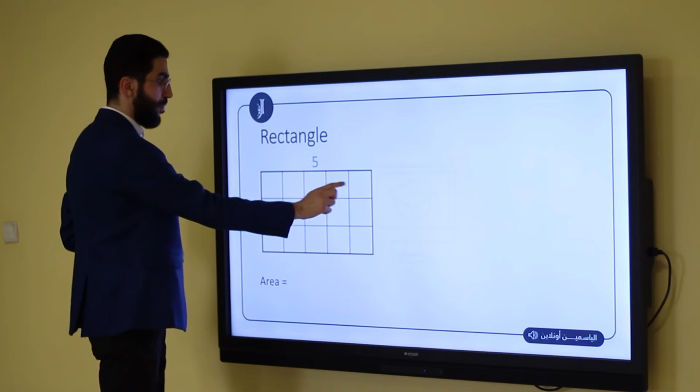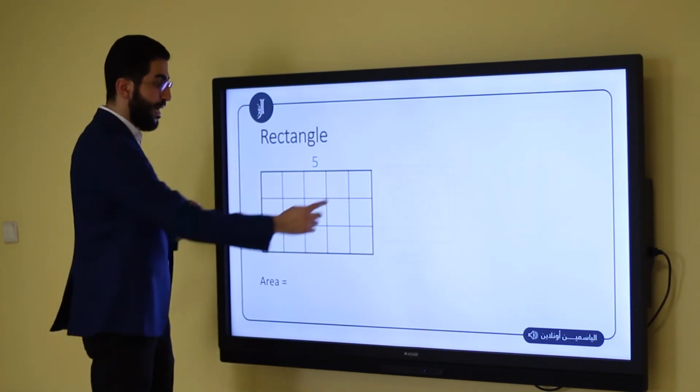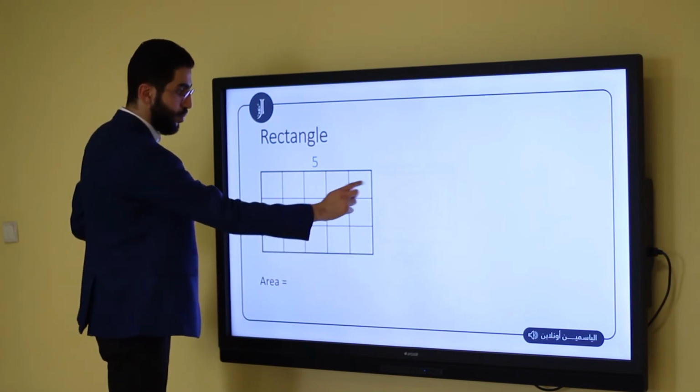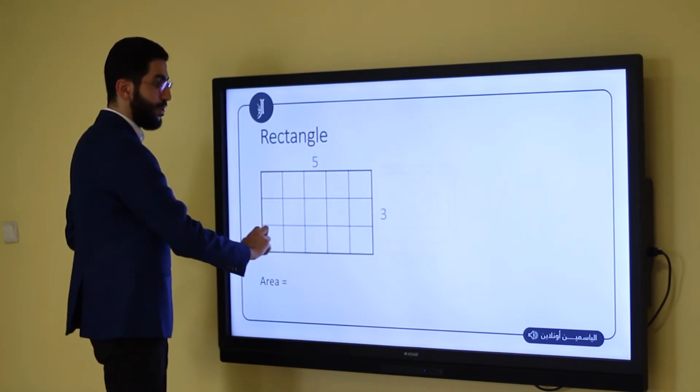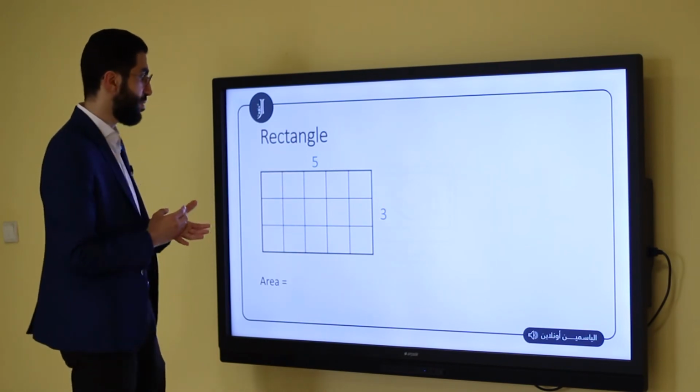1, 2, 3, 4, 5. So I have 5 squares in one row. And how many rows do I have? 1, 2, 3. So instead of counting all of them, we can use multiplication, which is easier and faster.